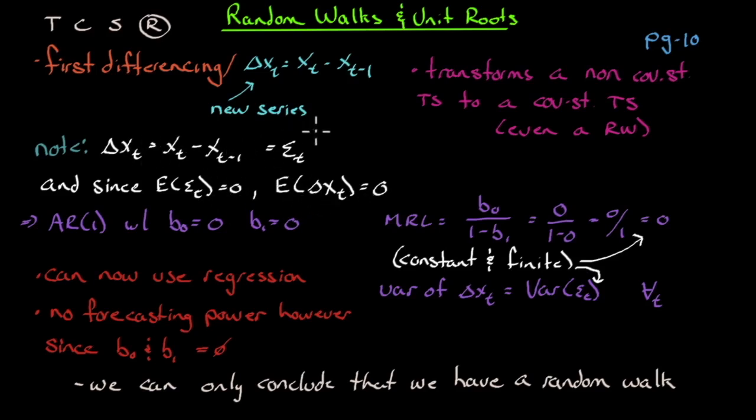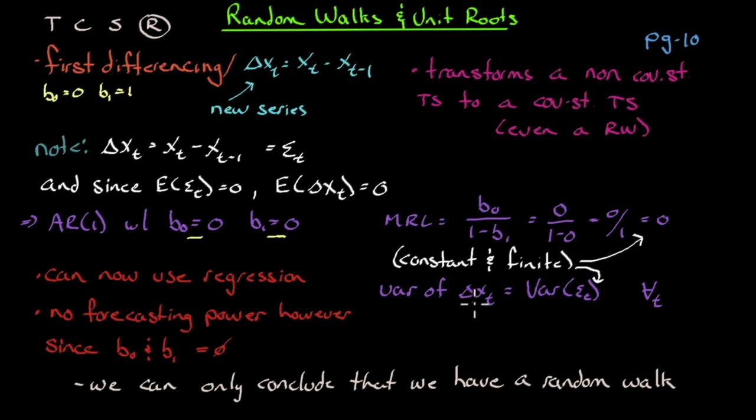So once we do a first difference on a random walk, remember a random walk had a b0 equal to 0 and a unit root. Once we do first differences, we should expect to find a b0 still equal to 0, but b1 will now be 0. Why? Look, the expected value of the difference is 0, which means our coefficient must be 0. But now we have a mean reverting level. b0 over 1 minus b1 was still 0. We have a mean reverting level of 0.